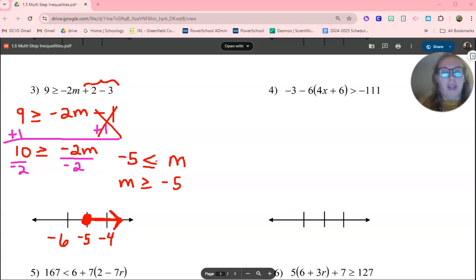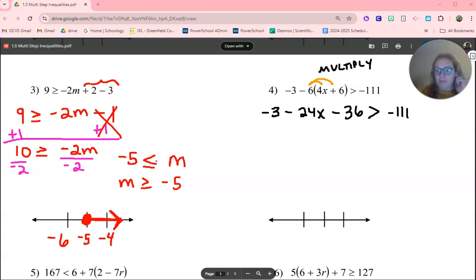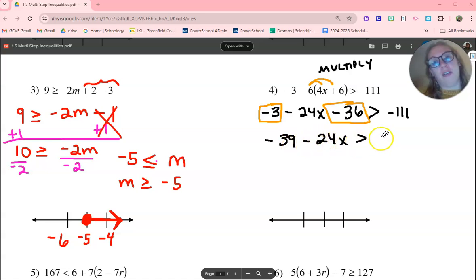So on the right, the first thing we're going to do is distribute that -6 to start simplifying here. So we have that -3. When we distribute, we multiply. So we have -6 times 4x is a -24x. -6 times 6 is a -36, and that's greater than -111. We can combine this -3 and -36 to get -39 minus 24x is greater than -111.